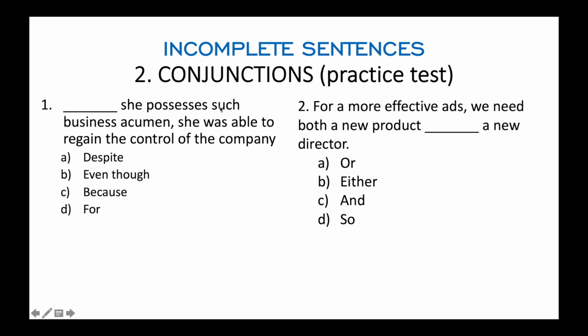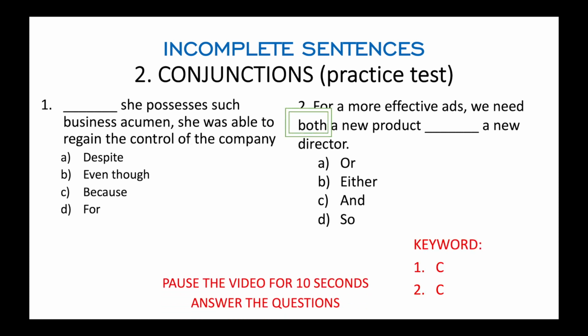Now, possesses such business acumen. This is positive, everybody. So, this is the cause. And then the next one would be the effect. Karena dia sangat kerja dengan keras, so she was able to regain the control of the company. Jadi dia bisa mengambil posisinya kembali. So here are the list of the answers. Meskipun, karena, dan untuk. So the best choice of the number one is number C.